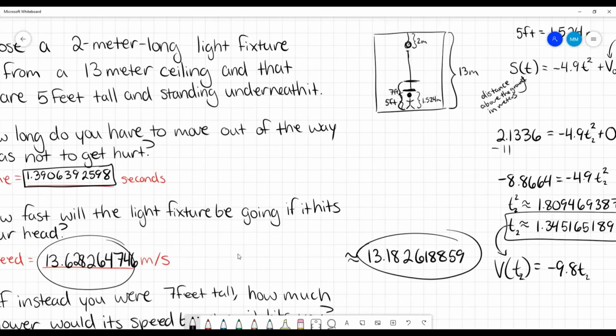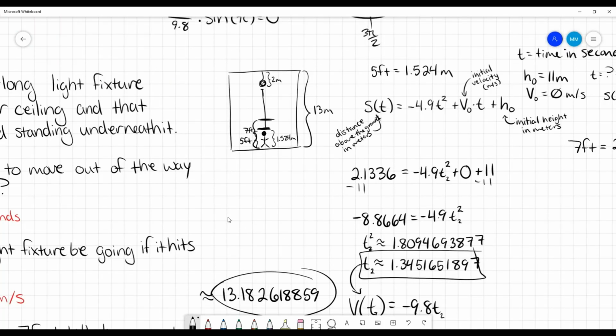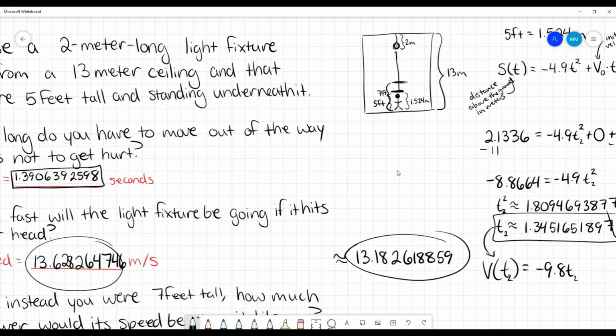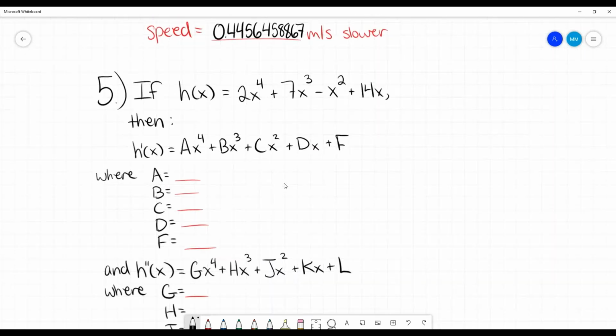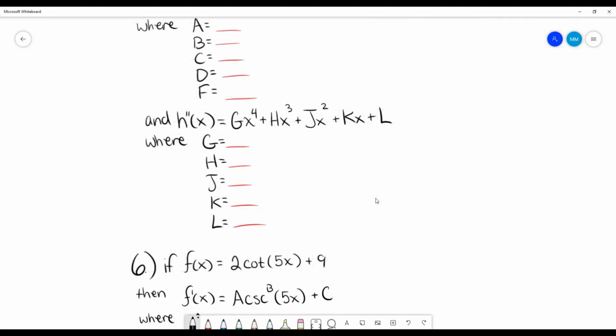I know that was a pretty tricky one. It's kind of a lot to keep track of, but I hope that made some sense. Let's go ahead and move on to number 5.